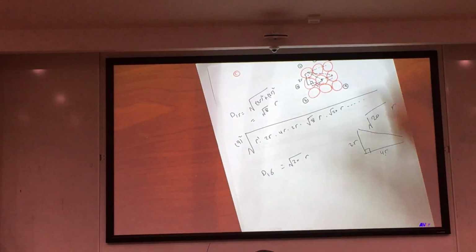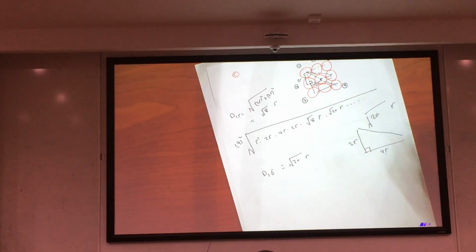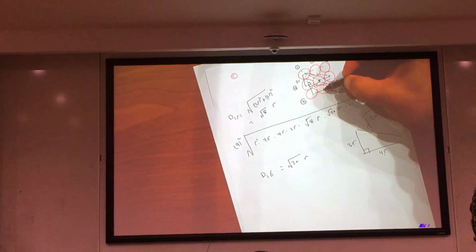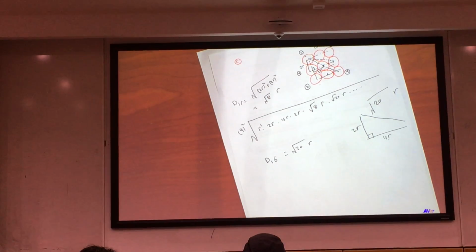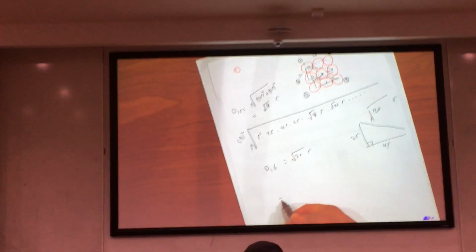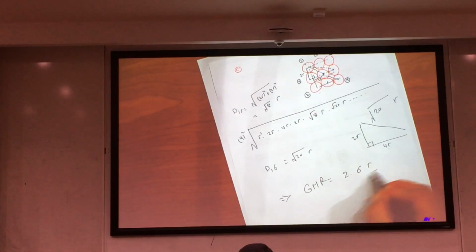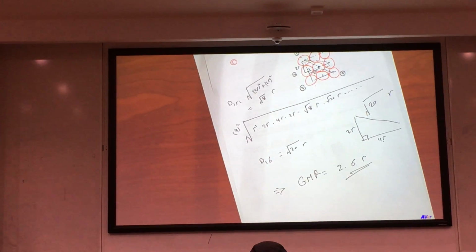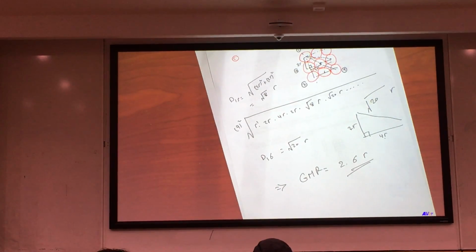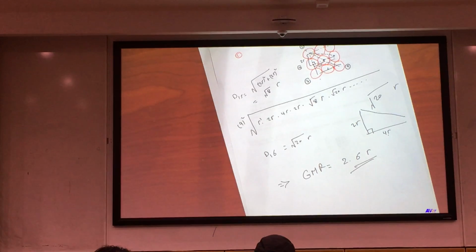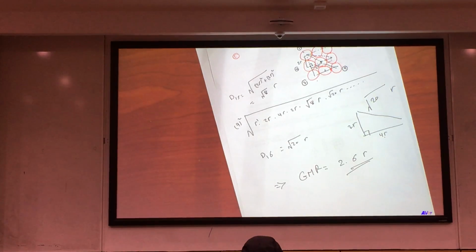So you have to repeat this with the distance here from 1 to 9. 1 to 9 is coming from this triangle, the big triangle here. And from 1 to 8 and 1 to 7, we have done that. I'll just give you the final answer and you can practice this at home. So this will give you the geometrical mean radius for this one, which is 2.6R. Any question?